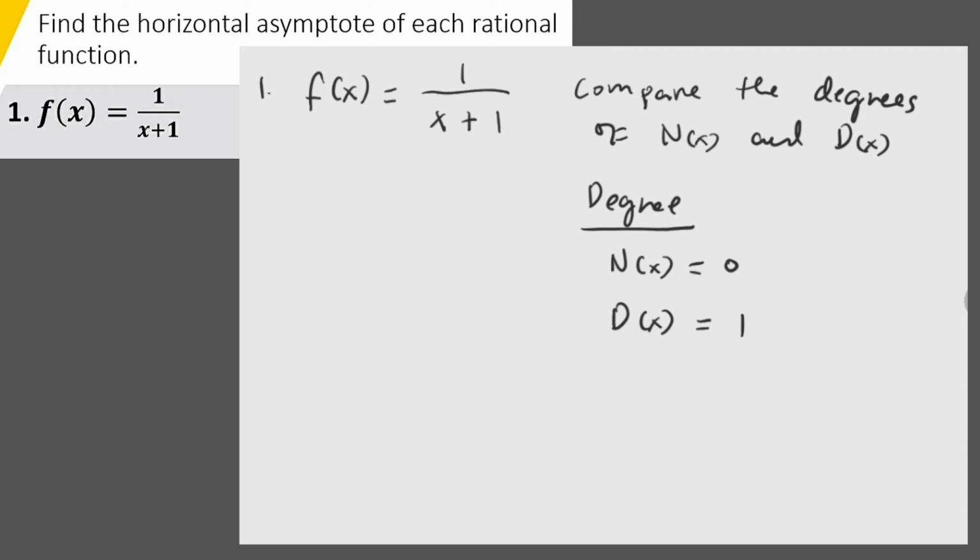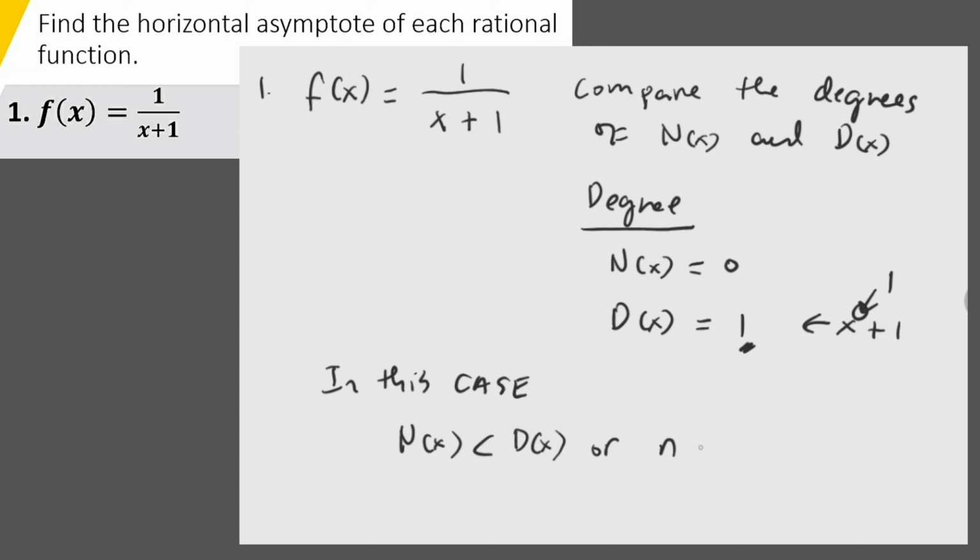So, for our denominator, the degree is 1. Since we have denominator which is x plus 1, yung exponent ng ating variable dyan na pinakamataas is 1. Kaya 1 yung ating degree. In this case, the degree of our numerator is less than the degree of our denominator. Or pwede nating sabihin, n is less than m. Sa condition na ganito, ang magiging horizontal asymptote natin is 0.